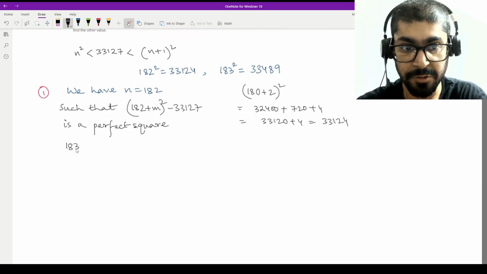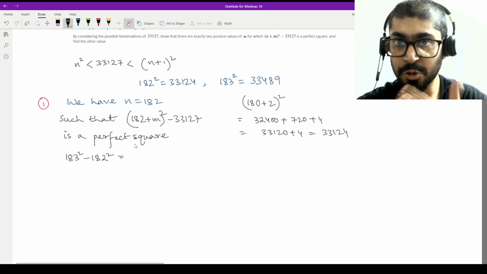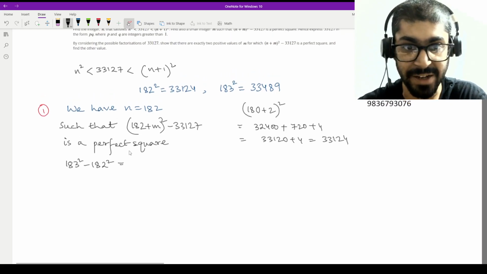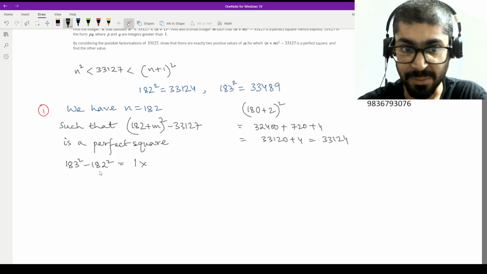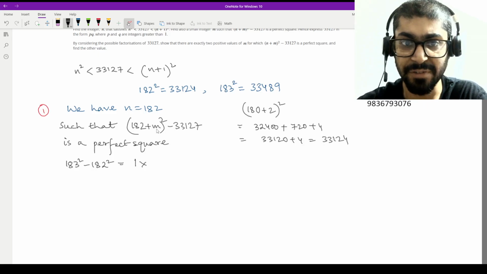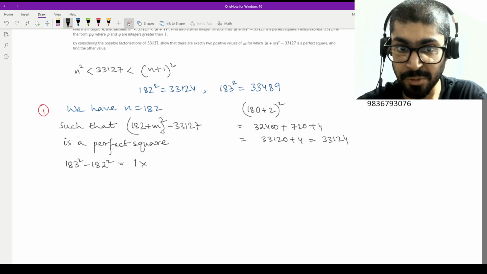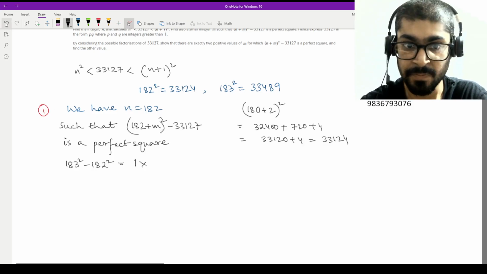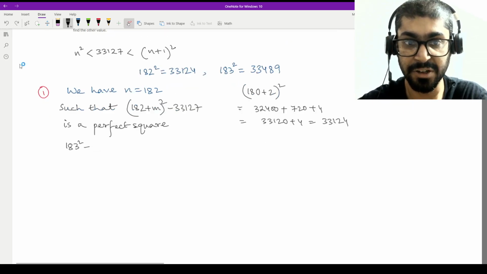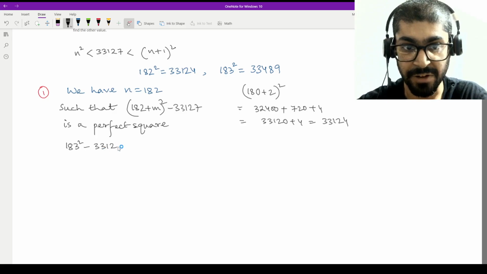So 183 whole square minus 182 whole square, what would that give me? I am gonna use the (a plus b) into (a minus b) technique, right? So this is going to give me 1 into, what is the sum of these? Because if m was supposed to be 1, then their difference should be a perfect square, right? No, I am not supposed to do this. I am supposed to do 183 square minus 33127.